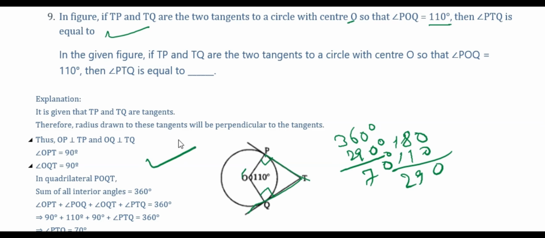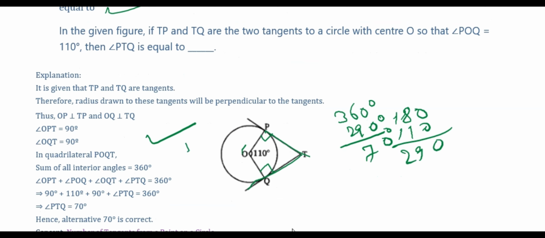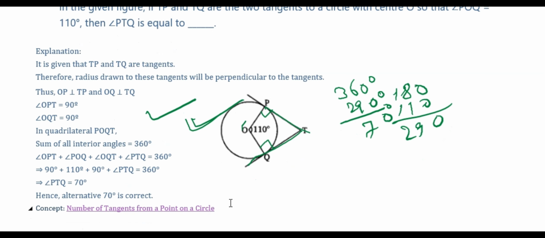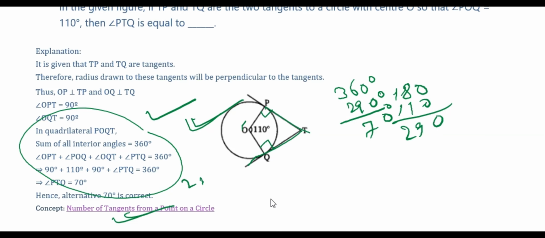You can do it directly. You should keep in mind the concept of this type of question, and it is also very important. It can be asked. The concept is the number of tangents from a point to a circle. It is not required for 1 mark, but in a 2 marks question you will write all the things written here.